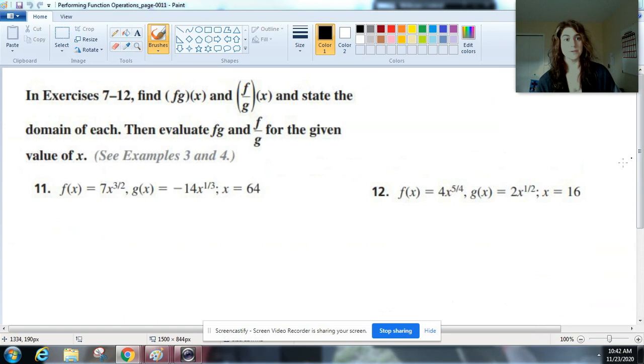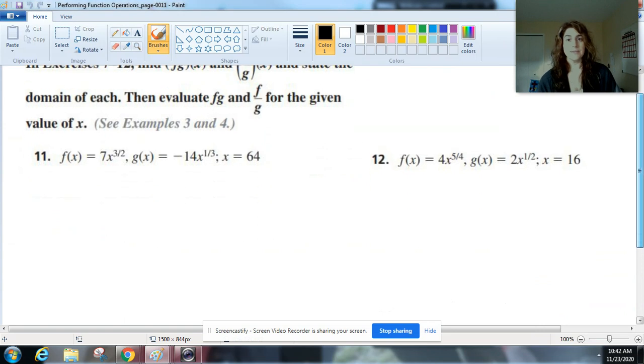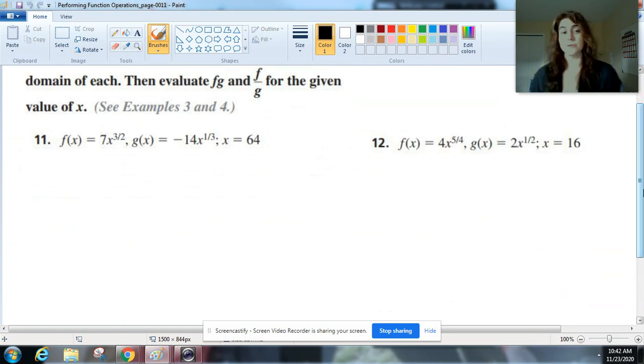Leave myself up there. All right, so again, with multiplication and division, we're going to evaluate. Actually, we're not going to evaluate, but I could ask you to evaluate. And we also need to provide domain restrictions or any domain restrictions that we might have. When I look at these, again, I'm going to start by multiplying first.